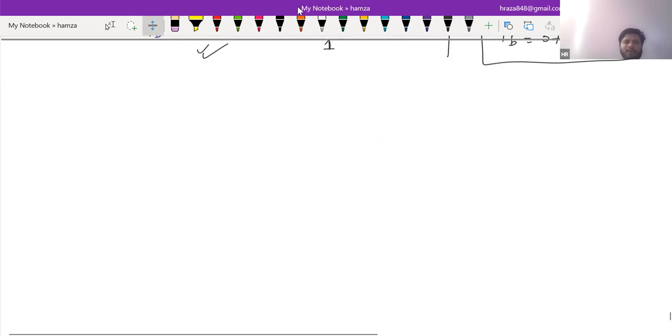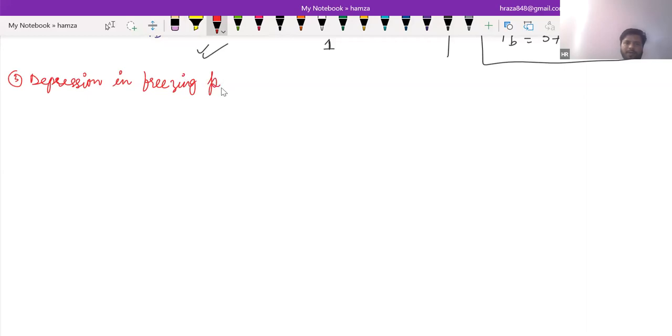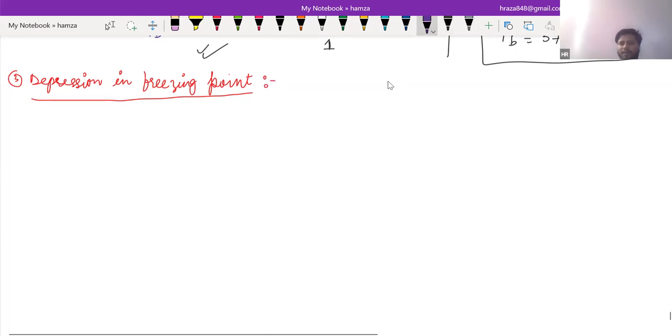Now going for the next colligative property, that is depression in freezing point. So basically, after adding a non-volatile solute in a volatile solvent, the freezing point will be decreased. That means the freezing point of solution will be lesser than the freezing point of the pure solvent. So I'm going to define freezing point. Please write with me.